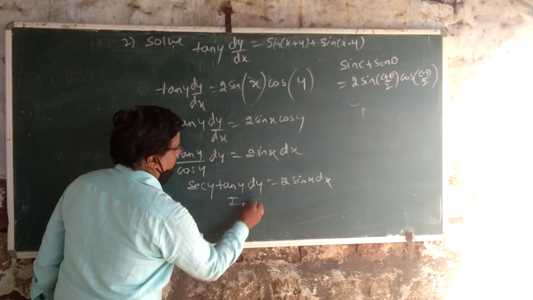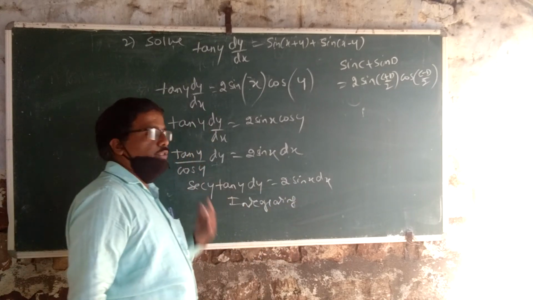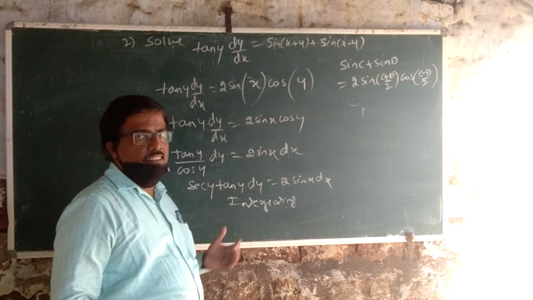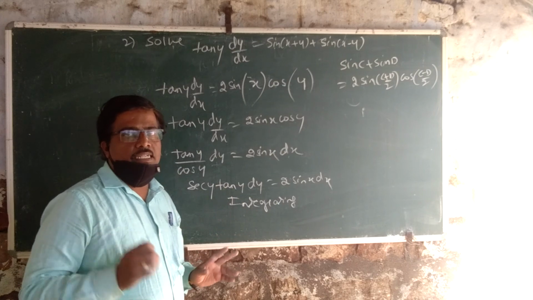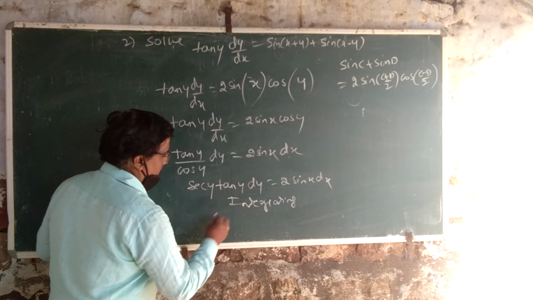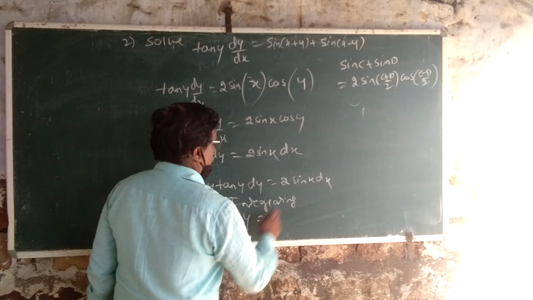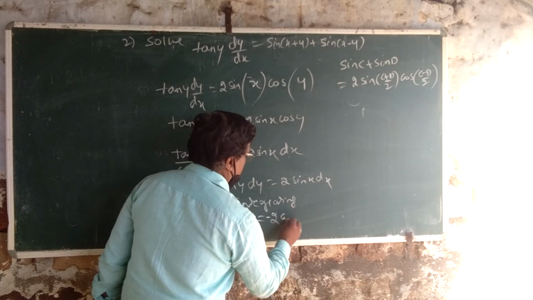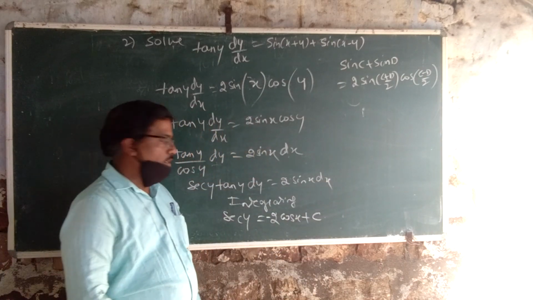Now integrating. Okay, so what is integration of sec y into tan y? We know that differentiation of secant x is sec x into tan x. So what is integration of sec x tan x? Nothing but sec x only. Okay, so therefore integration of sec y tan y dy is equal to sec y, equal to, after integration, 2 into integration of sin x, which is minus cos x, plus integration constant, that is c.